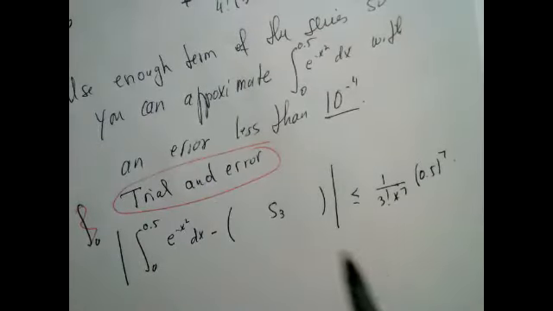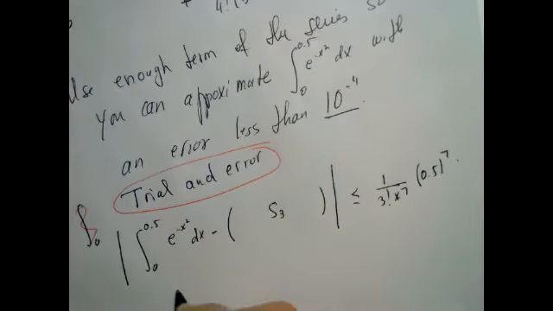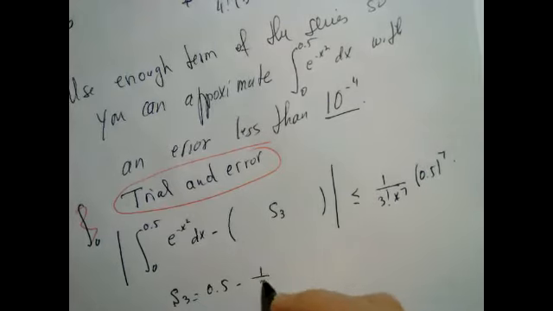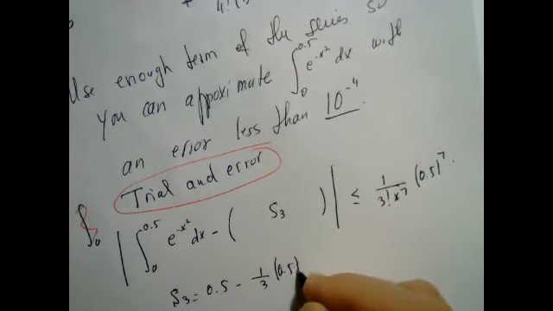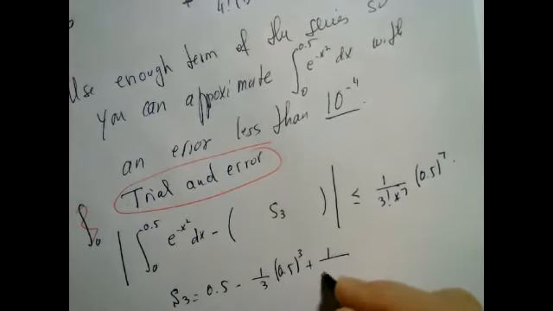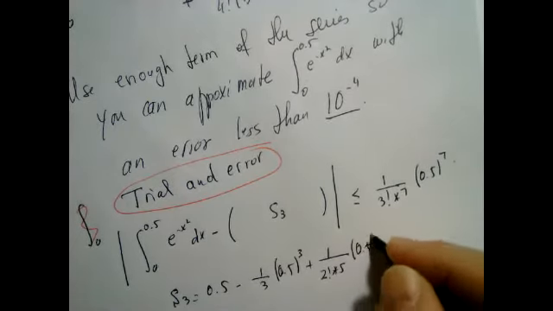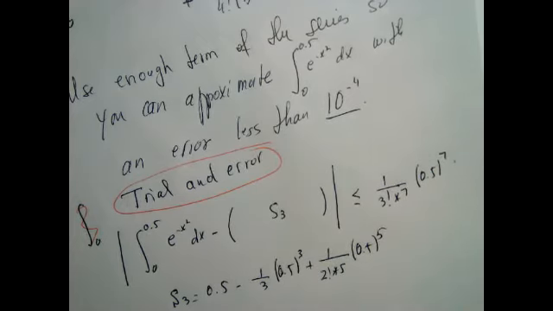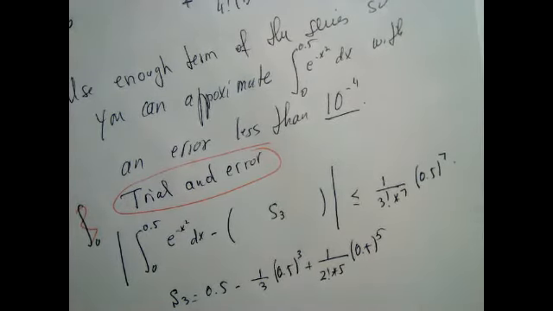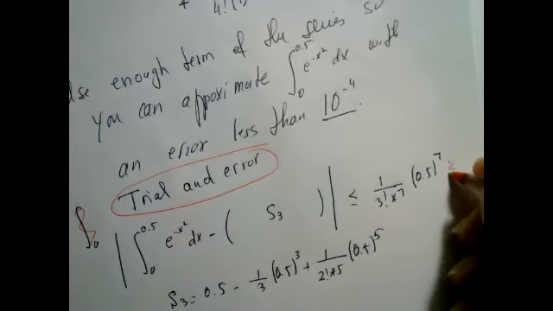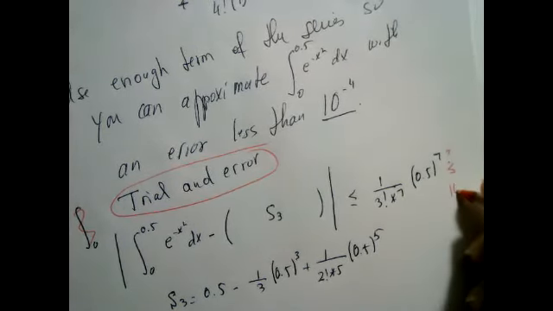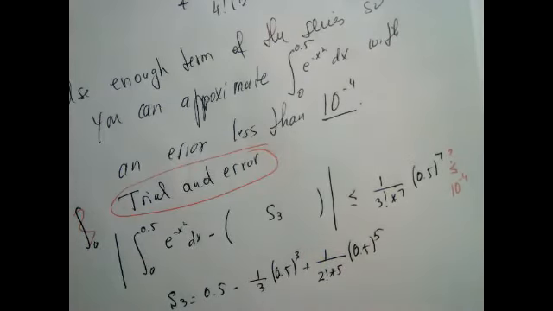So S3, I mean the first few terms. So S3 here is 0.5 minus 1 over 3, 0.5 to the power 3 plus 1 over 2 factorial times 5, 0.5 to the power 5. This is what I mean by S3. So this is going to be the error. And now I ask myself, is this less than 10 to the minus 4? That's what I mean by trial and error.